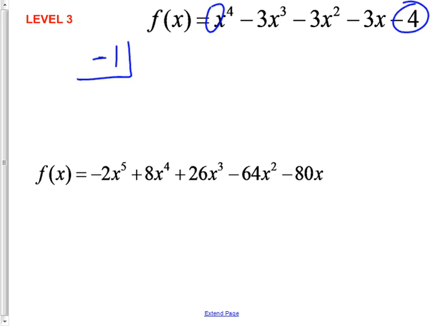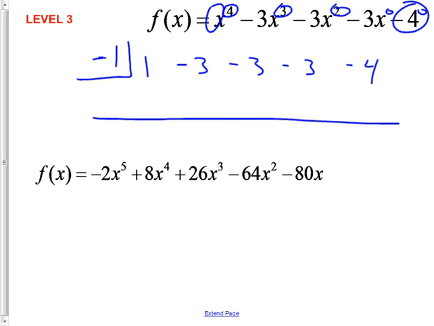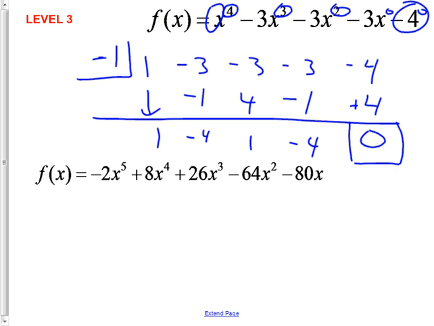I know -1's going to work. 1, -3, -3, -3, -4. There's no skipped terms. I'm going to check that: 4, 3, 2, 1, and the 0. Everything here was represented, so I don't need to hold any places. Drop this down 1. 1 times -1, -1. Add them, -4. Multiply, 4. Add them, 1. Multiply them, -1. Add them, -4. Multiply them, +4. And the final answer comes out to be 0. Yay. Now, that does not give me the answer, though. That just tells me that it worked.